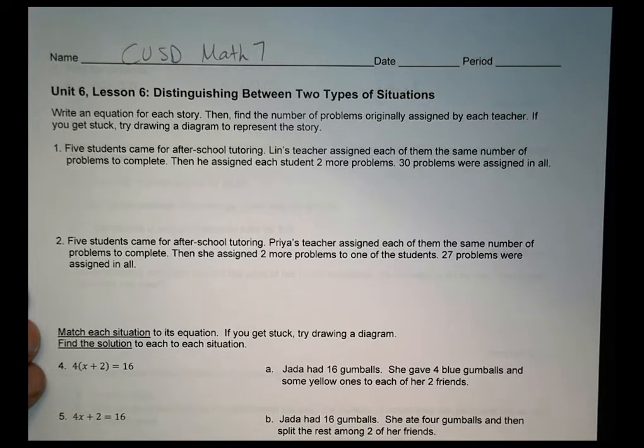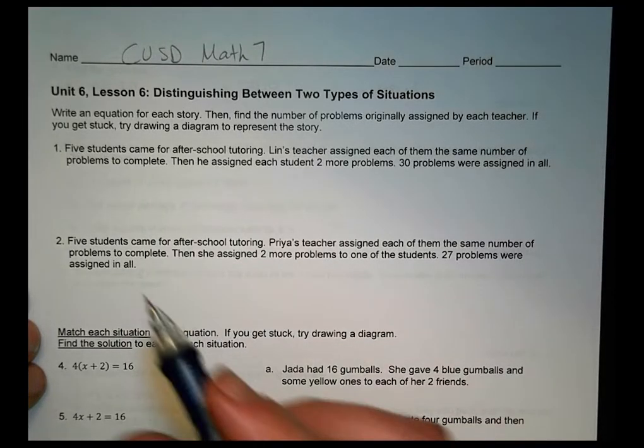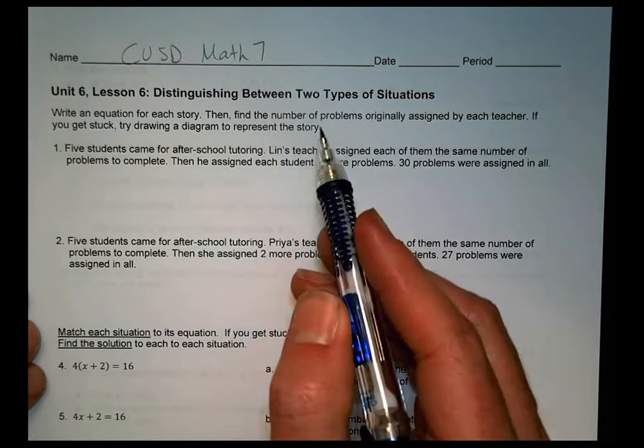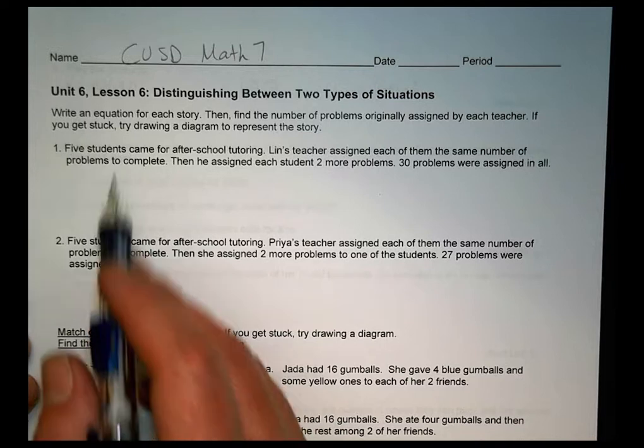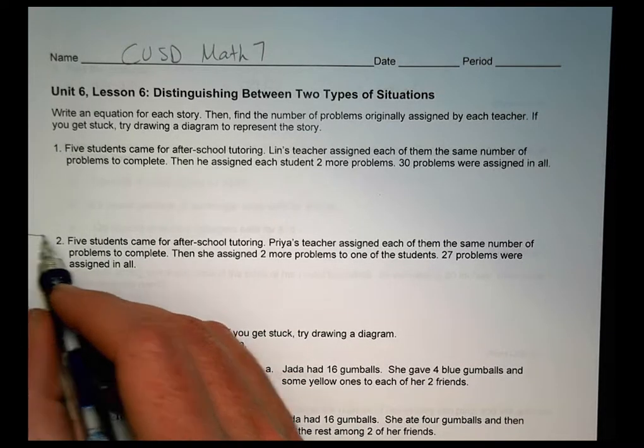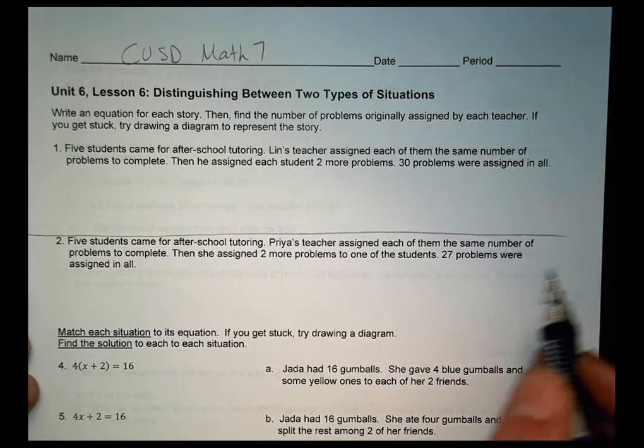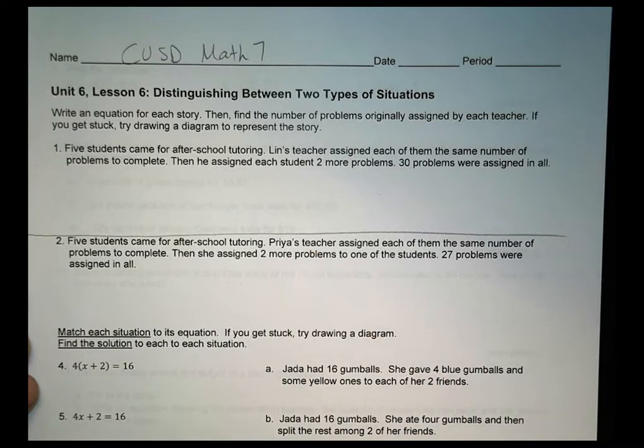Alright, welcome to Unit 6, Lesson 6 of Math 7, distinguishing between two types of situations. I think for sure this first one is part of your cooldown, so I won't do that one, but I'll look at number 2, although I might be doing one I shouldn't do. We'll find out later.